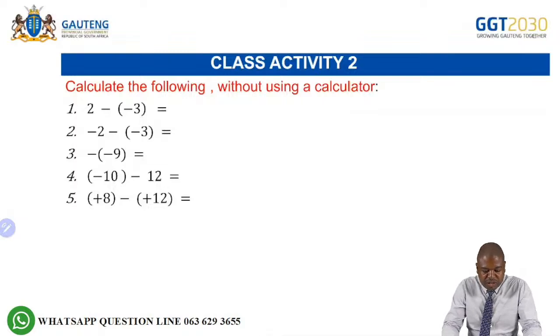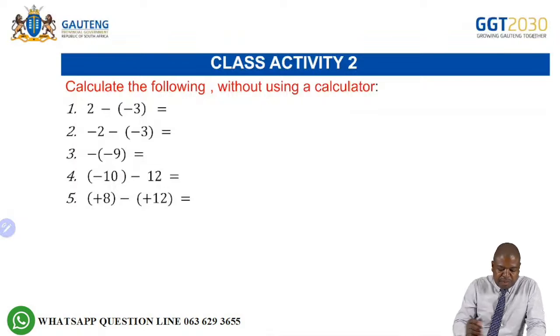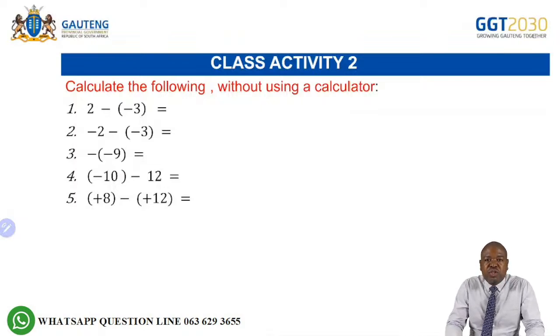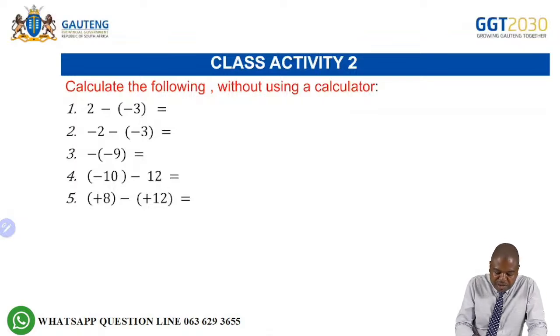Now let's go through our class activity together. We've been asked to calculate the following without using a calculator. Right. Number 1, we do have 2 minus -3. Right. What did we say earlier? We had this general rule where we said if you've got negative, bracket -a, right? It is the same as adding the what? Its opposite or its inverse.